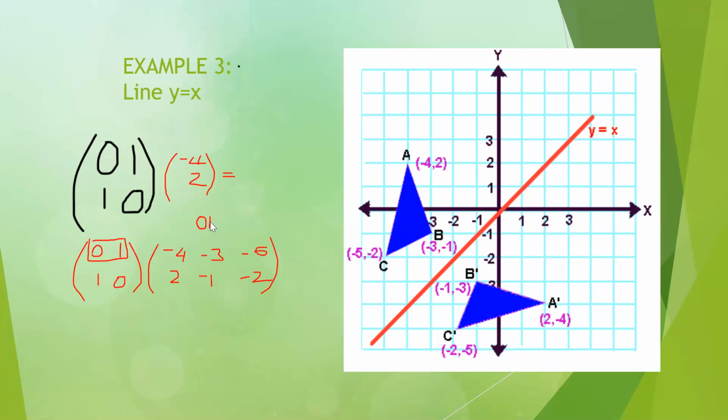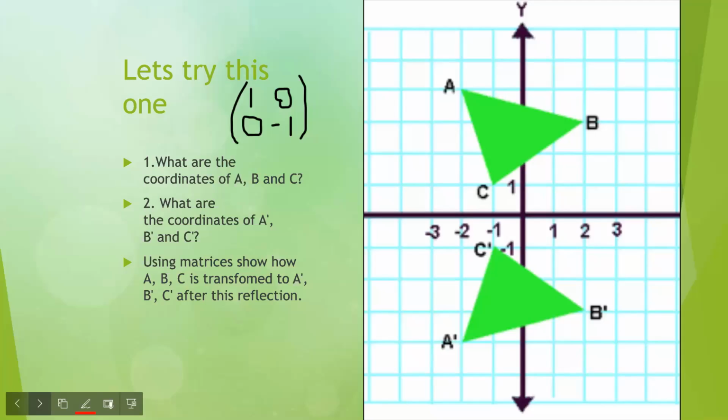All right, now for our homework, I'm giving you two of them to do for me. I'm going to post the PowerPoint. So this one here, I put the matrix that you're supposed to use here for it. All right, as time goes by, you will learn your matrices by heart. So question one says, what are the coordinates for A, B, and C? What are the coordinates for A prime, B prime, and C prime? Using matrices, show how A, B, C is transformed to A prime, B prime, C prime after this reflection. All right, so this is a reflection in which axis?